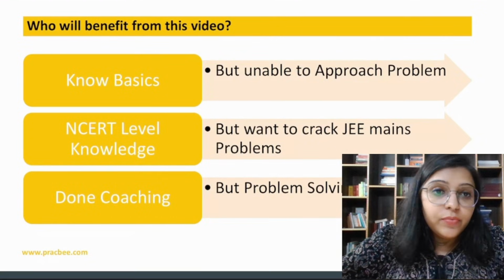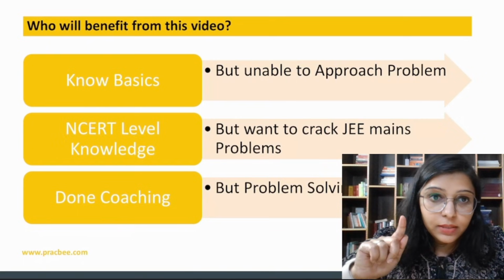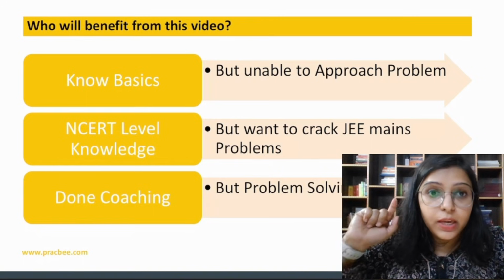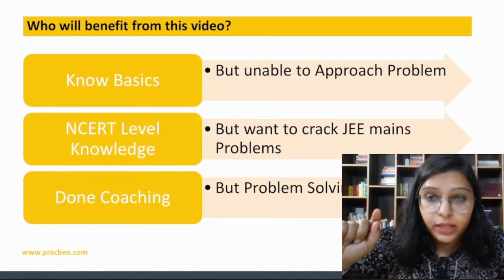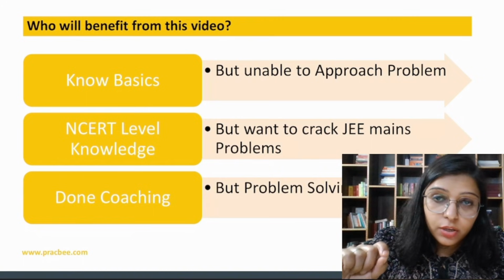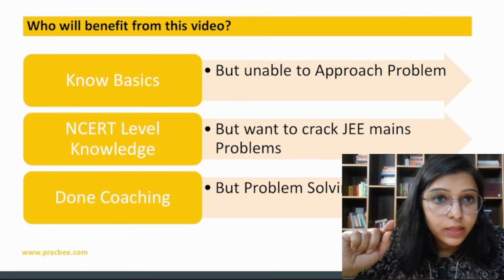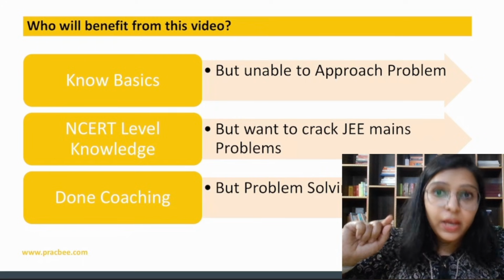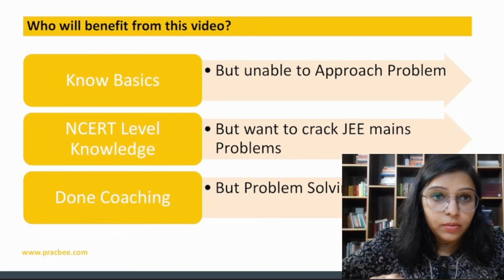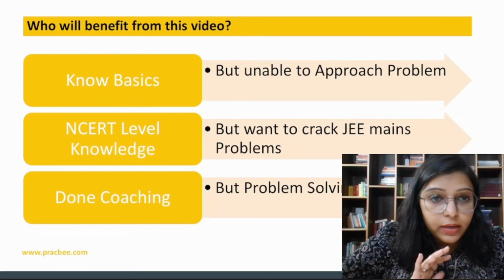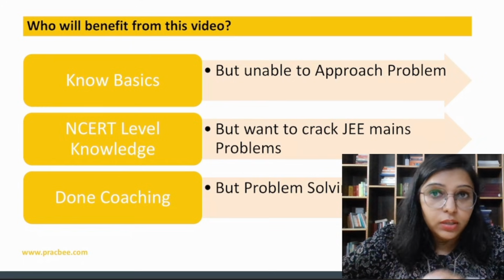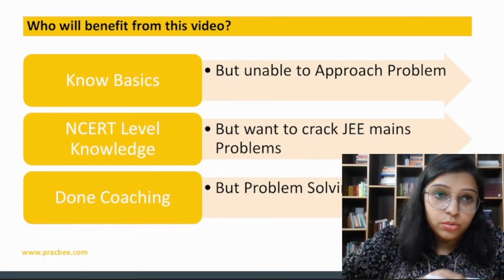Now, who will get benefit from this video? Those who know the basics but are unable to solve the questions, unable to solve the JEE Mains questions, unable to solve the competitive questions, right? Who has the NCERT level knowledge? Students who can solve the NCERT questions but not the multiple choice questions, and have taken coaching somewhere but the problem solving skill is not clear. How to find out the information from the question is not clear. So this video is for those students.